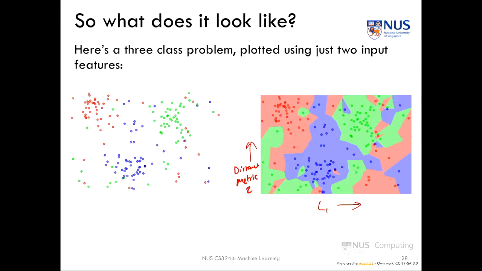It doesn't matter. It just means that we're thinking of L1 as our first feature and distance metric 2 as our second feature. In this case, what we can see is that nearest neighbors help us define a neighborhood of points that are going to be associated with a particular label. So if I have a new point over here, it's going to be classified as red, or whatever red stands for.